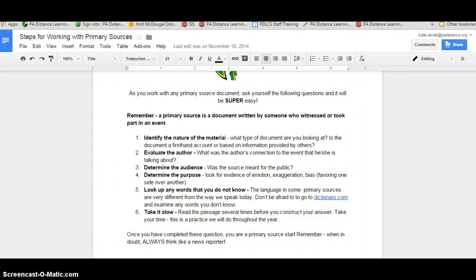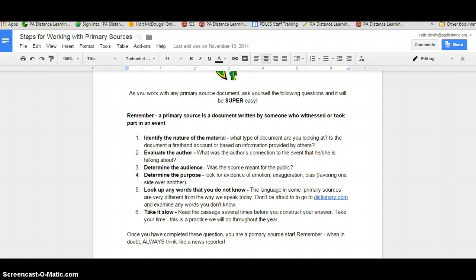The next one is to determine the purpose. Look for evidence of emotion, exaggeration, bias, anything that can show you a little more about what they're talking about. Step 5 is to look up words that you do not know. Remember, these should always take a long time. They should not take 5 minutes. I will get very sad and upset if you take 5 minutes or less to complete this assignment.